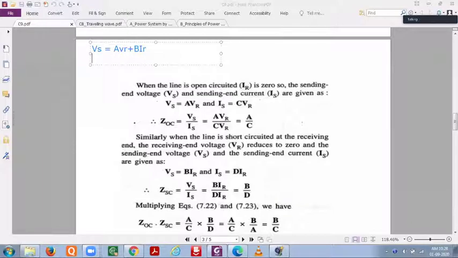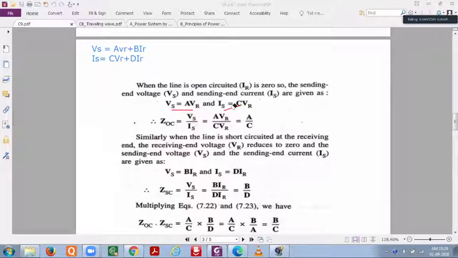Is is equal to CVR plus DIR, and this concept you already know. When IR is 0, these two terms will go. So what am I left with? Only Vs equal to AVR, Is equal to CVR, right?